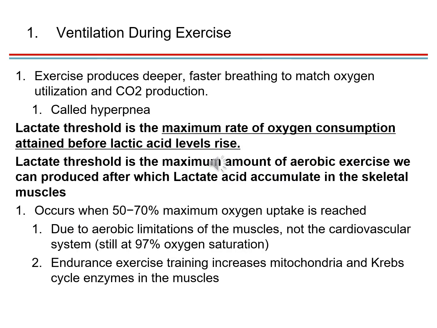Now, the ventilation during exercise obviously has to increase to match the demand of oxygen in the tissue, which allows it to produce the amount of ATP desirable for that tissue, for those skeletal muscles. And obviously we need to create hyperpnea, that is, not only increase the breathing rate, but also increase the depth of the breathing.